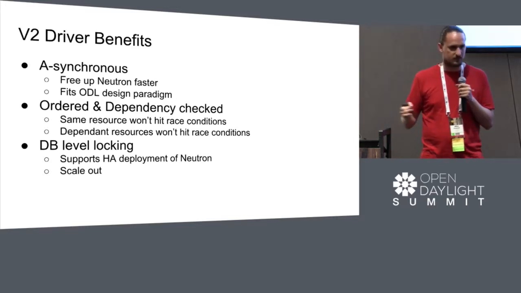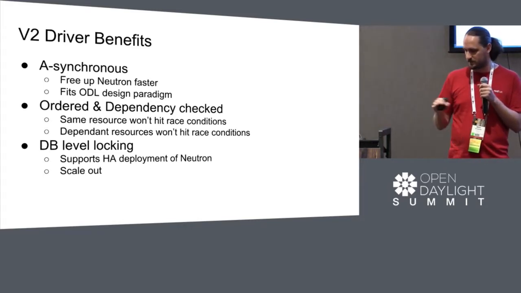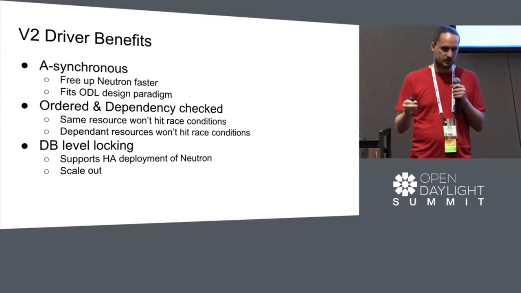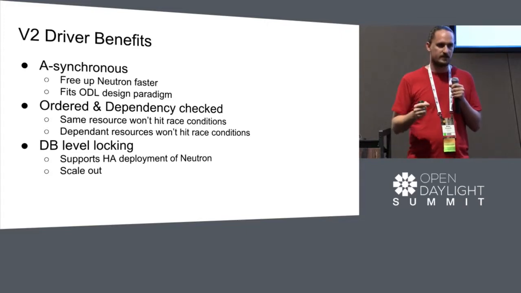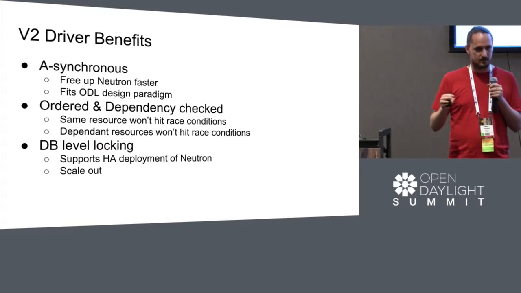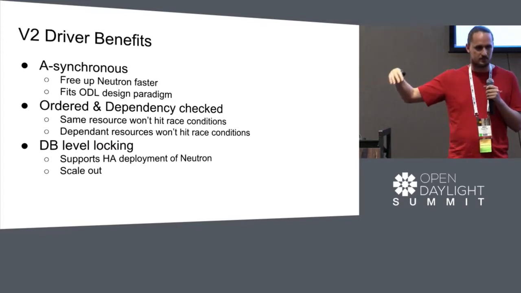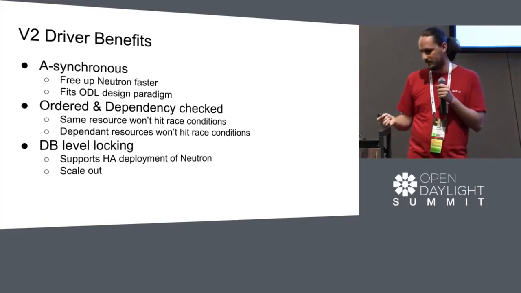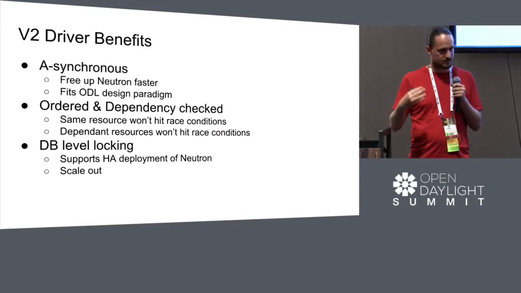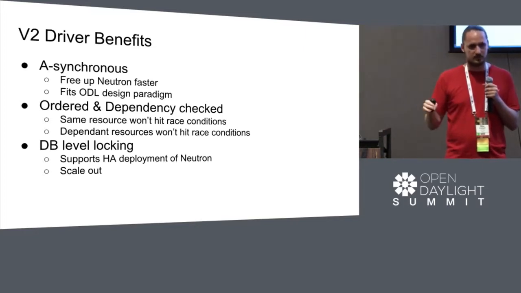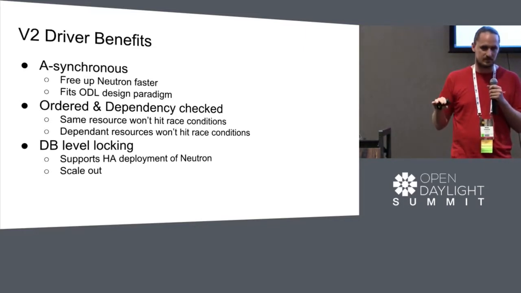And we also have a DB level lock that supports HA deployments of Neutron. We lock on the DB layer, we lock each entry that we're going to process. And then other Neutron servers know not to process this entry, like other journal threads in other Neutron servers know not to process this entry because it's already being processed. And it supports, of course, scale out. We can start more Neutron servers, and everything will be fine because it's synchronized by the database.